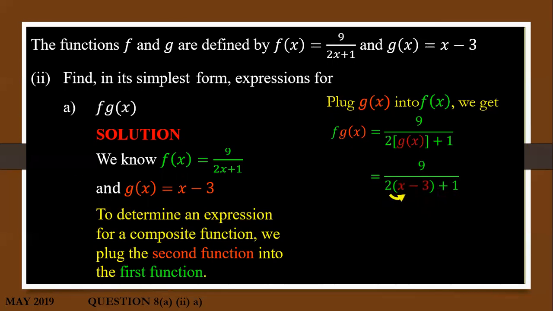So to dissolve the parentheses, we can simply distribute. 2 times x will give me 2x, and 2 times -3 will give me -6. So I will have 9 all divided by 2x - 6 + 1. My final answer: fg(x) is equal to 9 all divided by 2x - 5. Did you get 9 all divided by 2x - 5? Great job. Let us look at the other question.